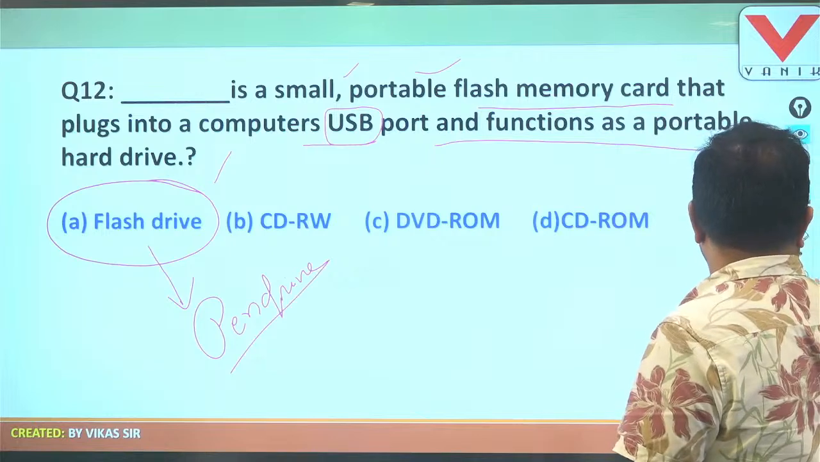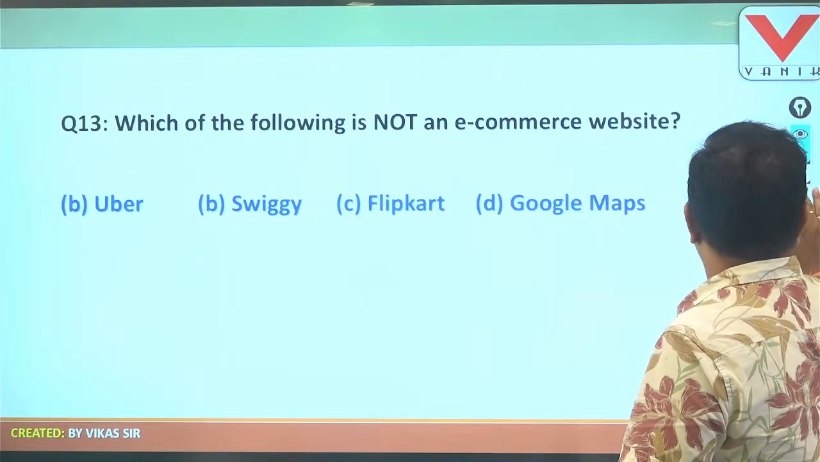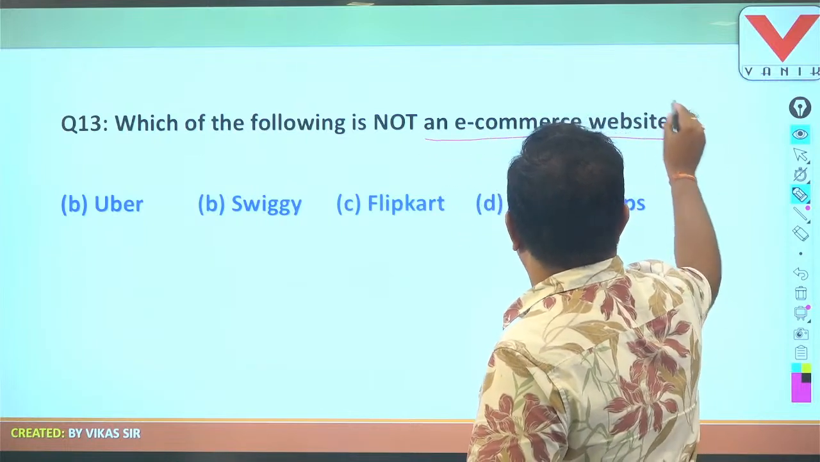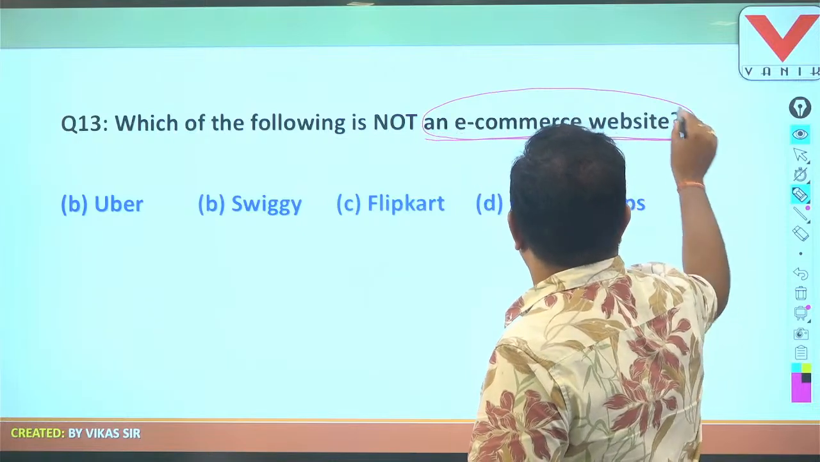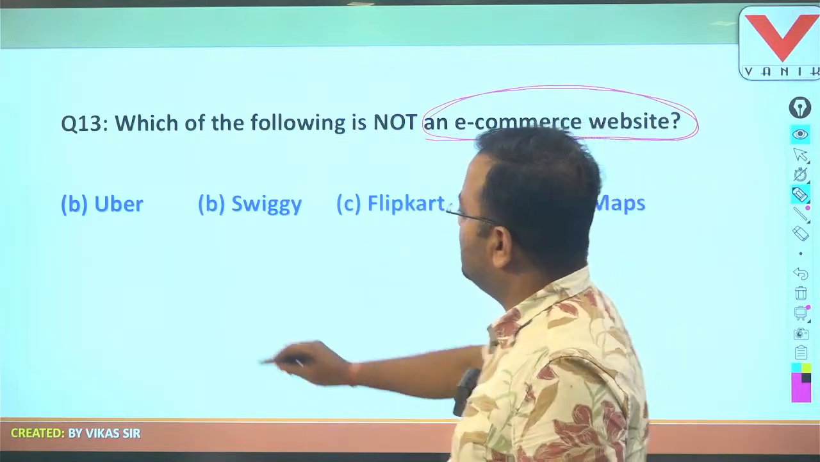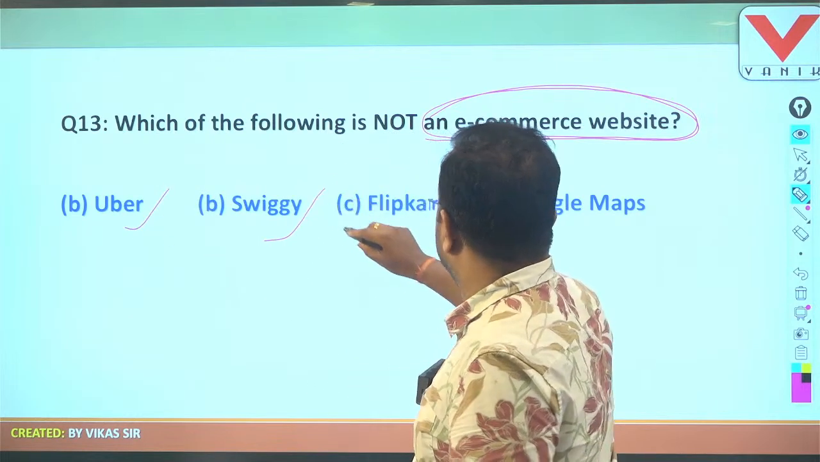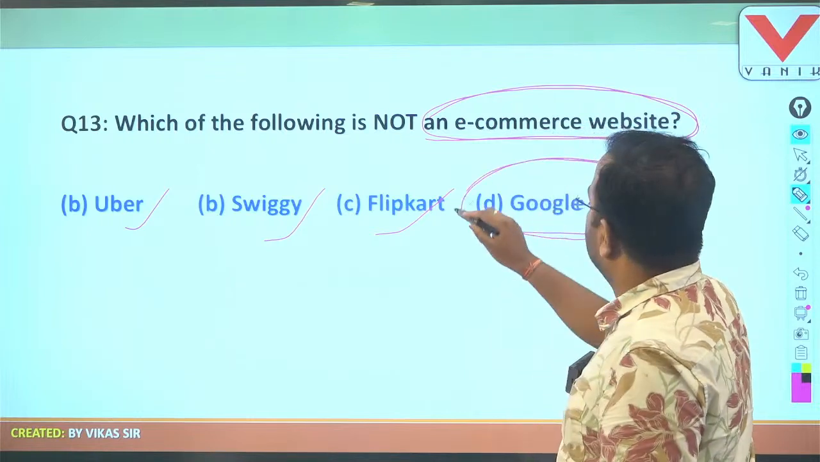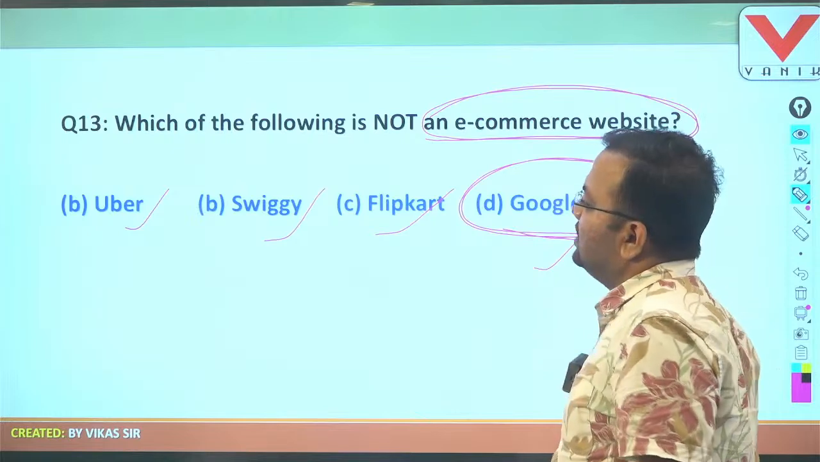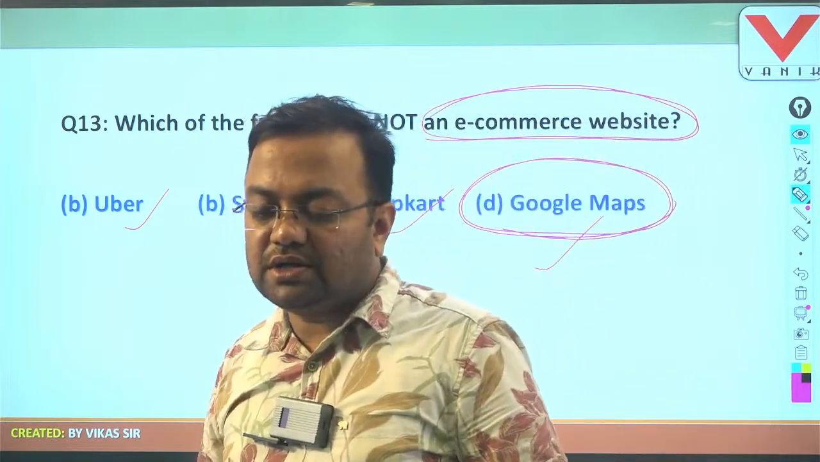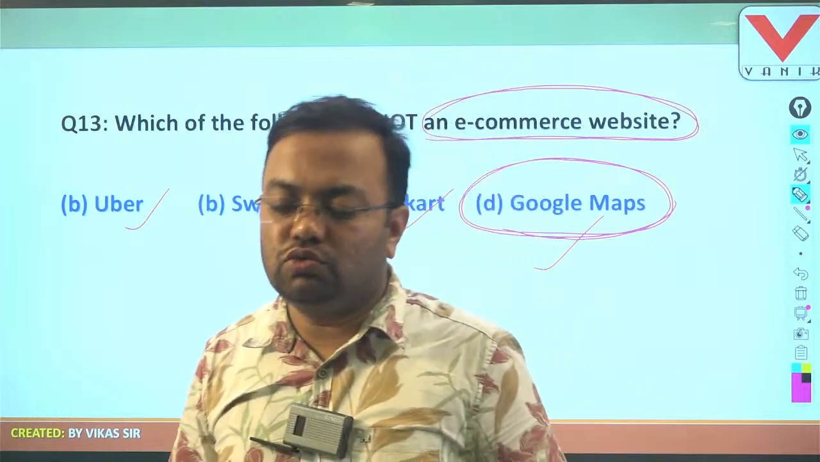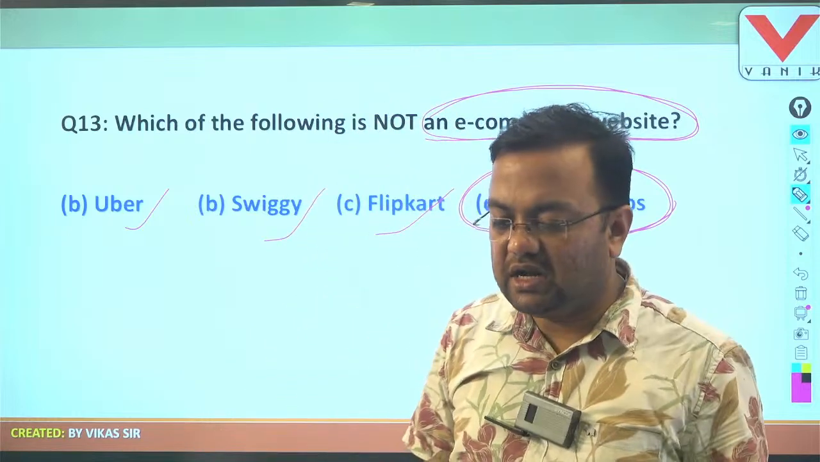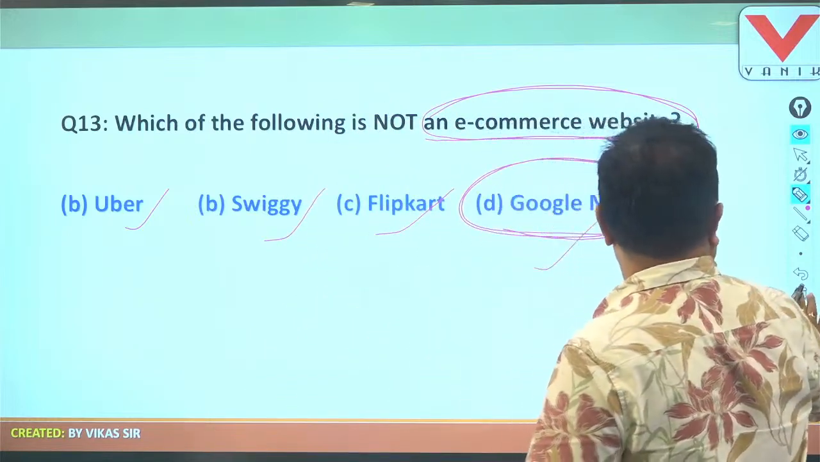Then goes to question number 13. Which of the following is not an e-commerce website? Uber, it is an e-commerce website. Swiggy also, Flipkart also. Google Map is not an e-commerce site. This is a GPS enabled application, basically used for navigation purposes, to move from one source to destination, right? So question number 13, answer is D.